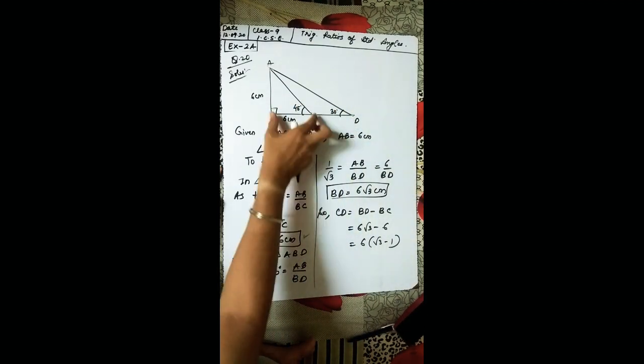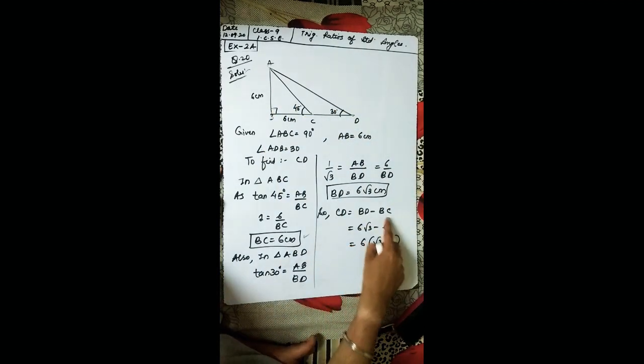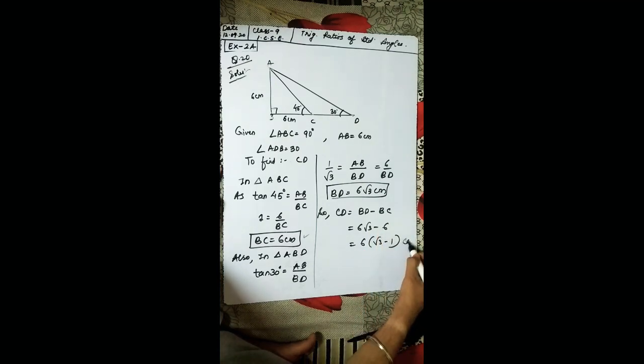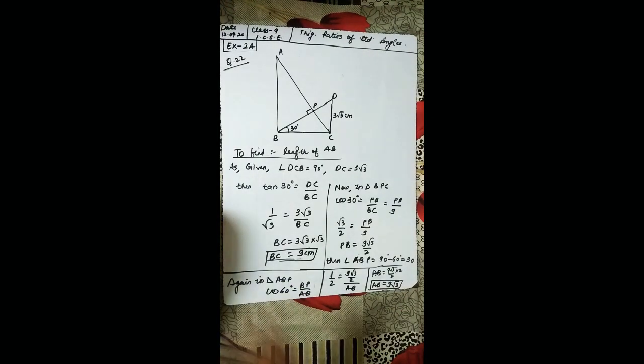You got BD, you got BC. So CD will be BD minus BC. 6 root 3 minus 6. Take 6 common. Root 3 minus 1. Final answer. Okay, so let us do the 22nd question.